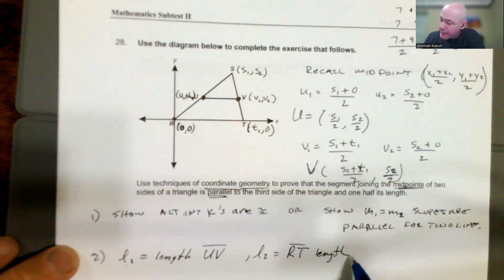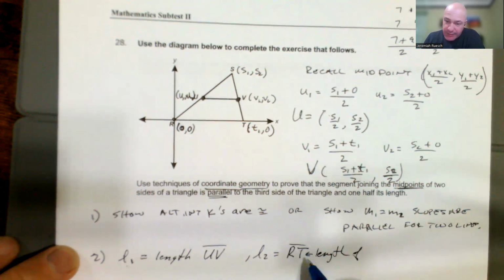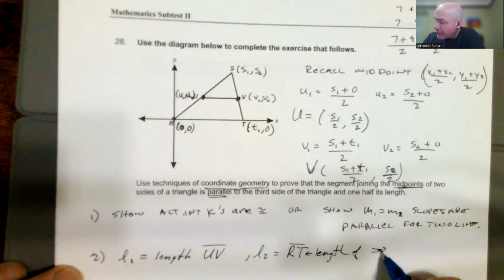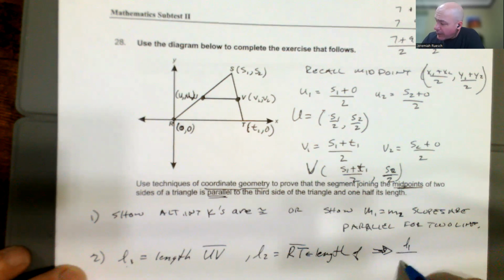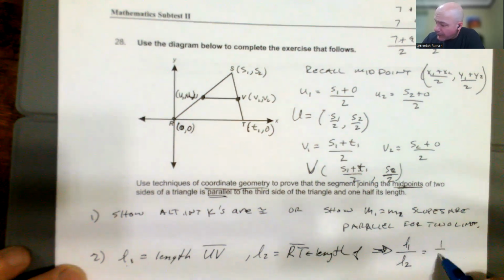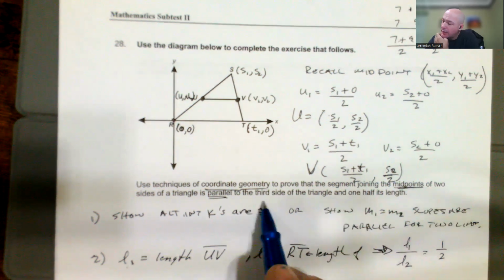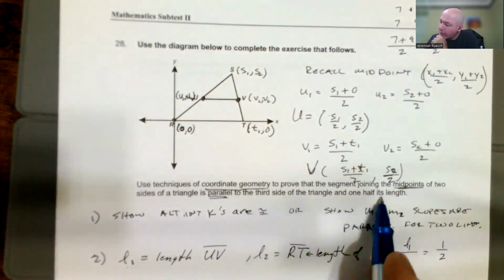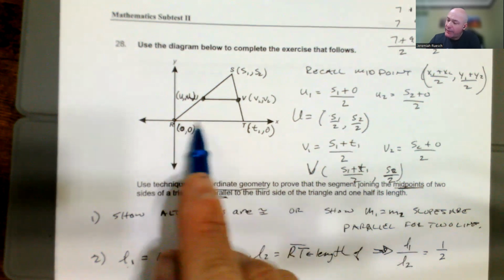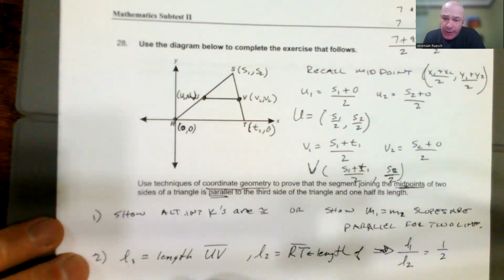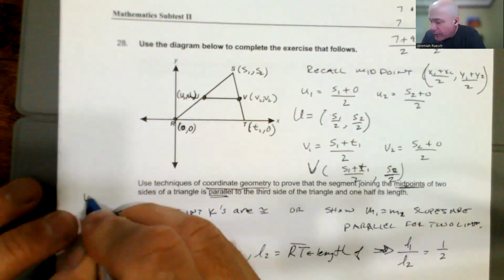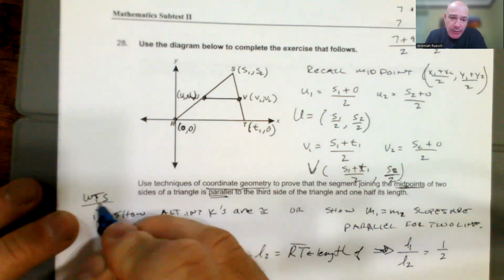Okay. Of this segment. I should have written that better, but you get the idea. So that's the length of this segment RT. So I want to show that L1 divided by L2 is equal to 1/2, since it said show that the third side of the triangle is half of its length. So show that this one is half of this, or show that this one is half of that length there. Okay. All right. So those are the two things that I want to show. Okay. So "want to show" is my shorthand notation for what I want to show.